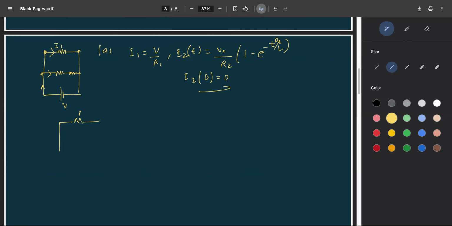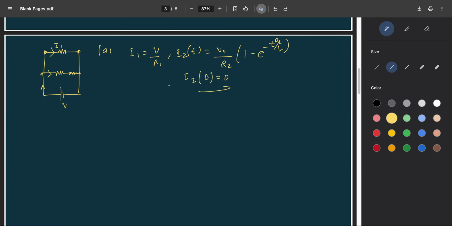So it looks like this is R1, this is R2, but it's not a complete circuit. It's just an open circuit. So what will happen? The current which wanted to go won't go because it's an open circuit. So you can simply say I2 will be 0 and I1 will be as it is because of the potential, whatever the value is.